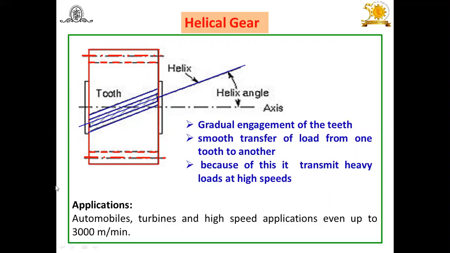So you will find helical gears in automobile gearboxes, then turbines, and high-speed applications, even up to 300 per minute. Now let us see, this is about the helix angle, and because of that, how it is going to engage with the meshing gear.